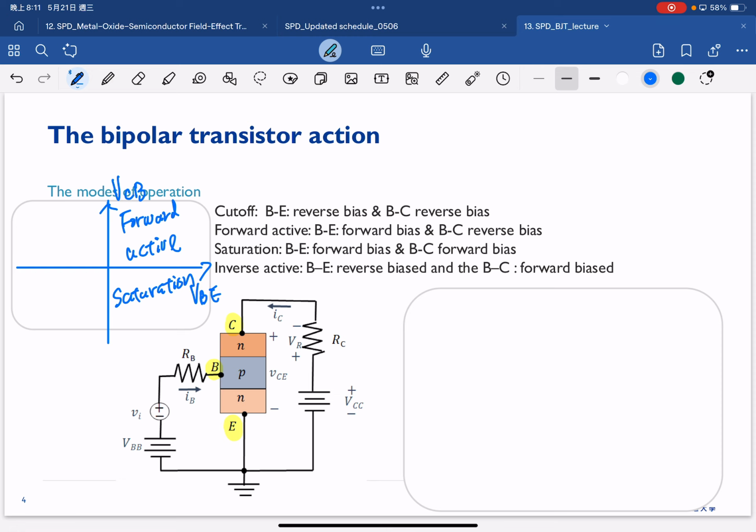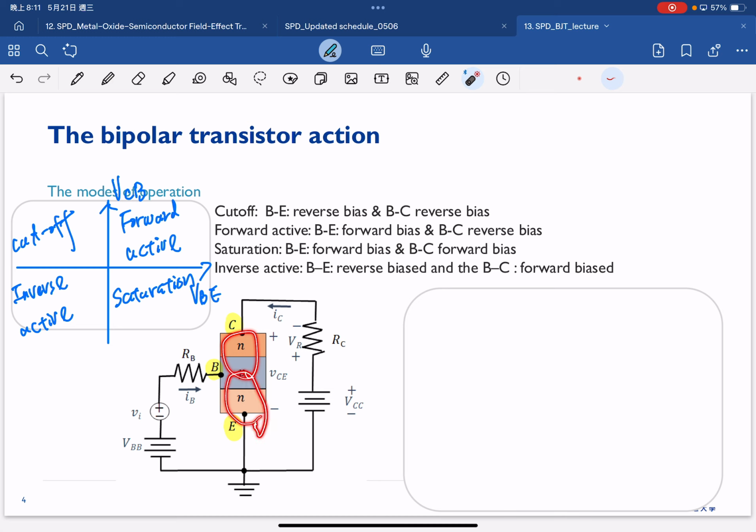And also we can have this region where BE is reverse bias and BC is reverse bias. And this we call the cutoff region. And the last one is just completely reverse compared to forward active. That's what we call the inverse active region.